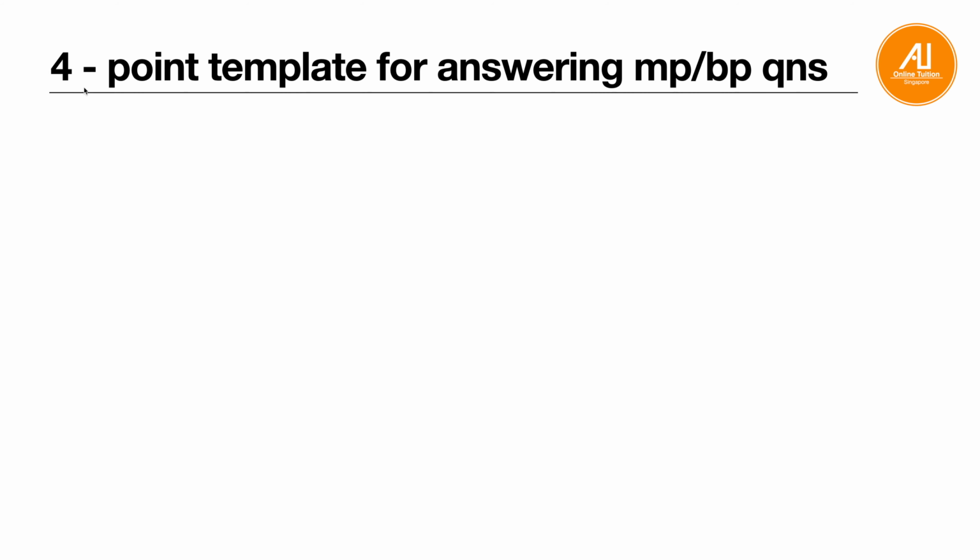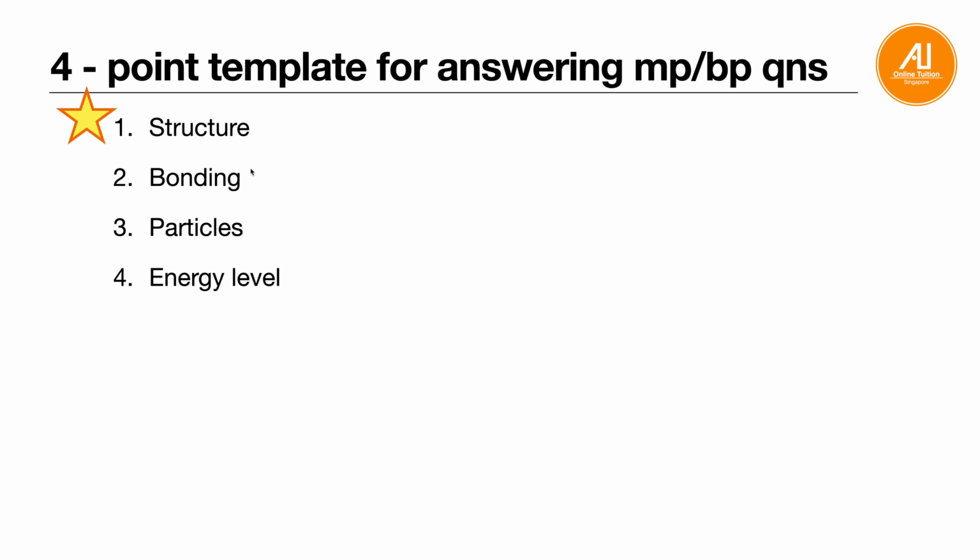I mentioned before the 4-point template for answering melting and boiling point questions. So the 4 points are what? You have to mention the structure first, what structure it has, and what bonding it has inside, and then what are the particles existing inside, and the energy level required. So when you are answering melting point and boiling point questions, make sure your answer consists of these 4 points to ensure a complete answer.